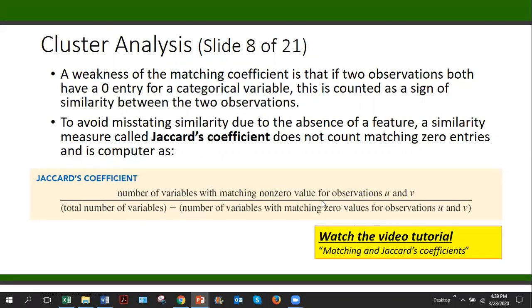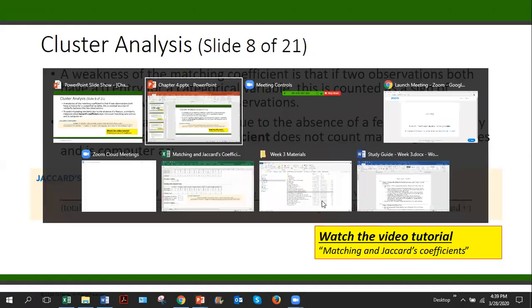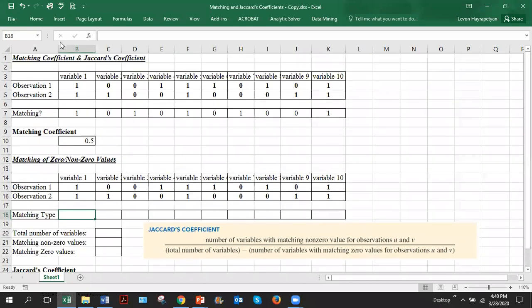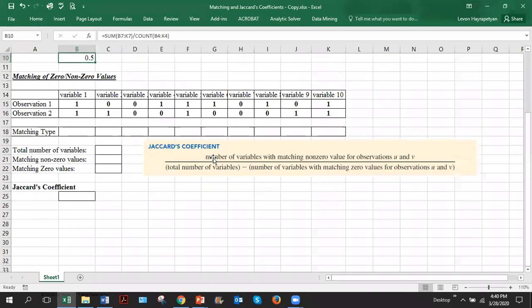Let me show this in Excel. This is what we did in one of my previous videos when we were calculating matching coefficients. Now we will calculate Jaccard coefficients. These are the same observations. The essence is that for Jaccard coefficients, we will only consider matching on ones. And when there is a match on zeros, we will ignore them. So how to do that?